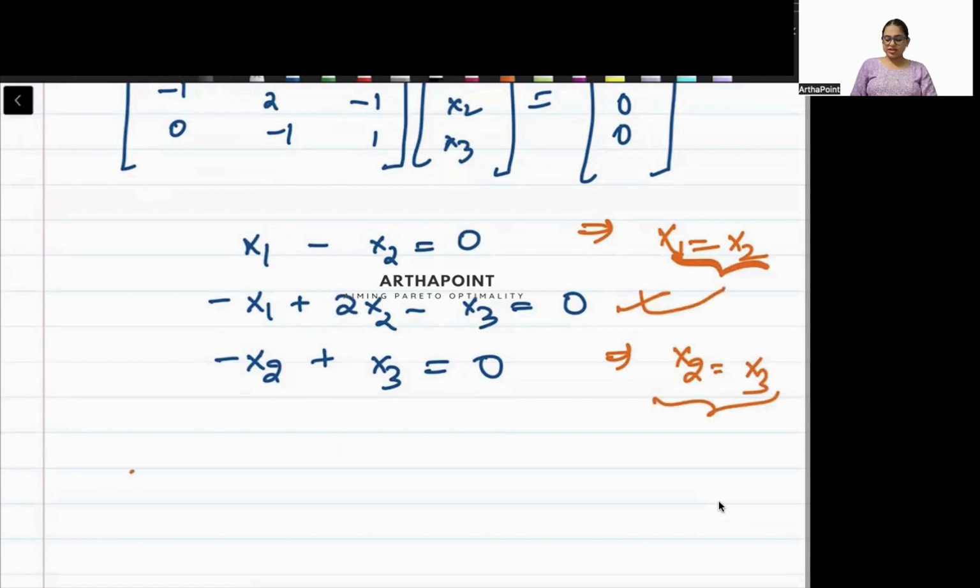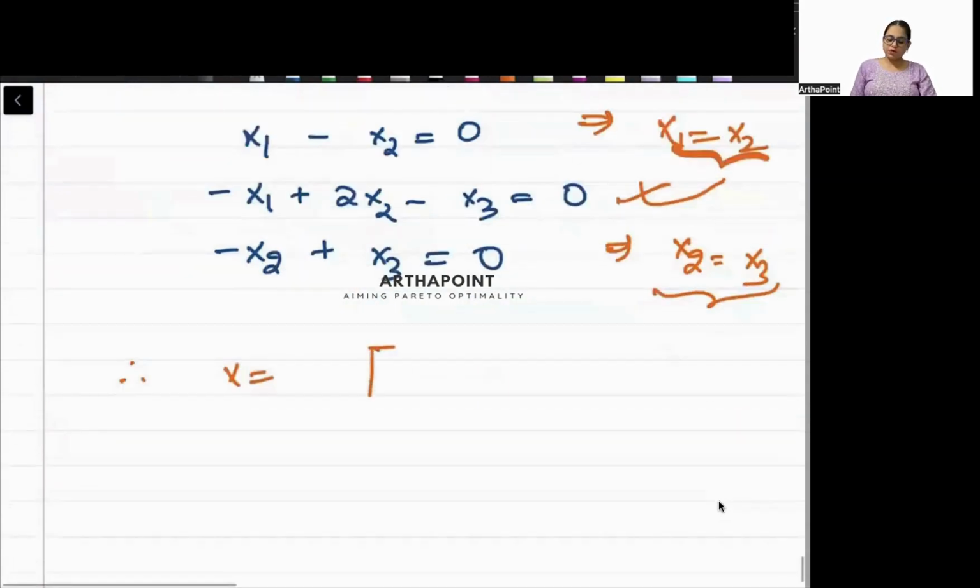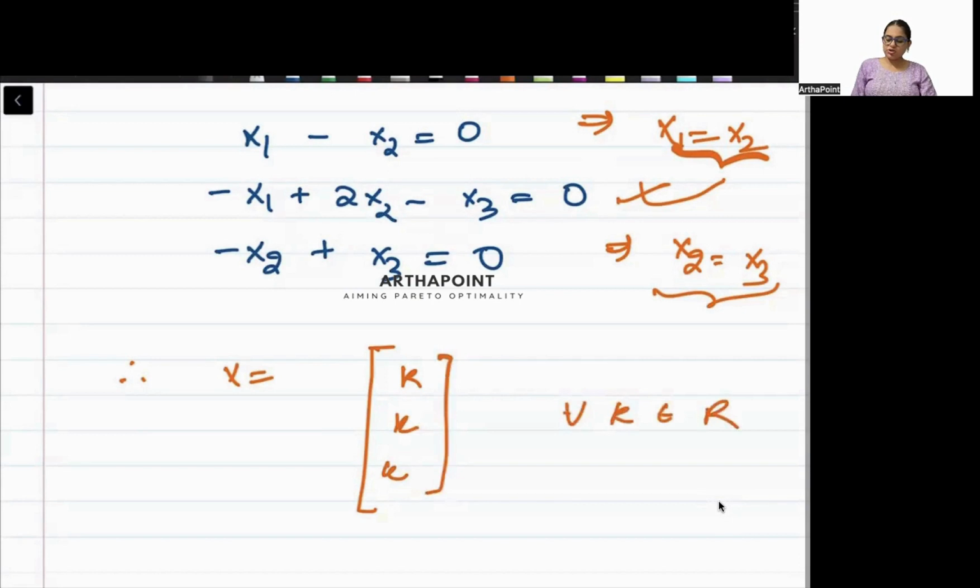So I can say therefore my eigenvector x has the form where the only thing I require is that x1, x2, x3 should be equal to each other. They can be any k such that k belongs to R. Just that they have to be equal to each other, right? So if x1 is k, x2 is also k, x3 is also k.